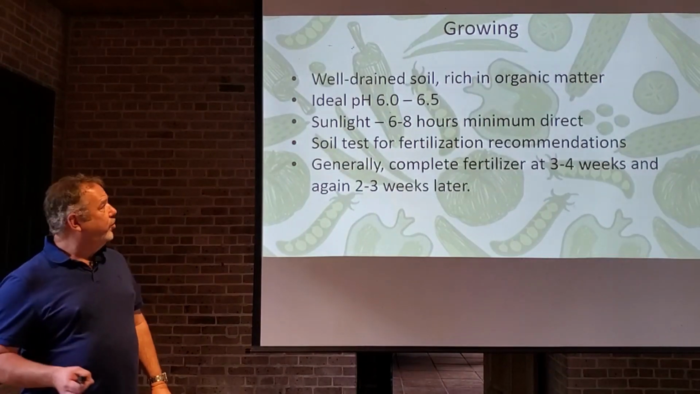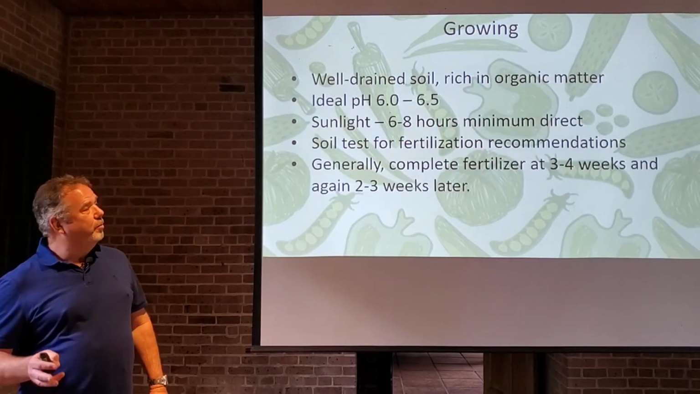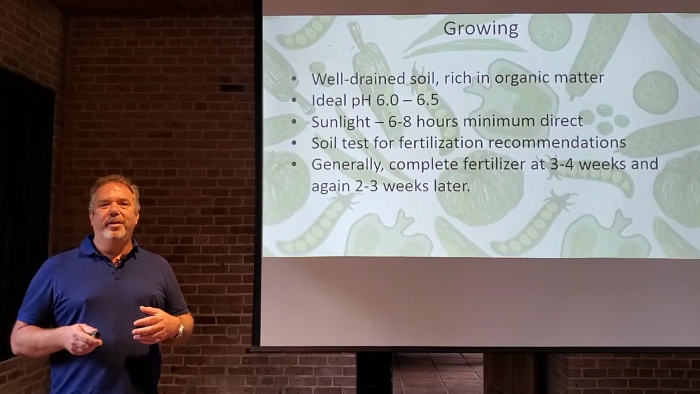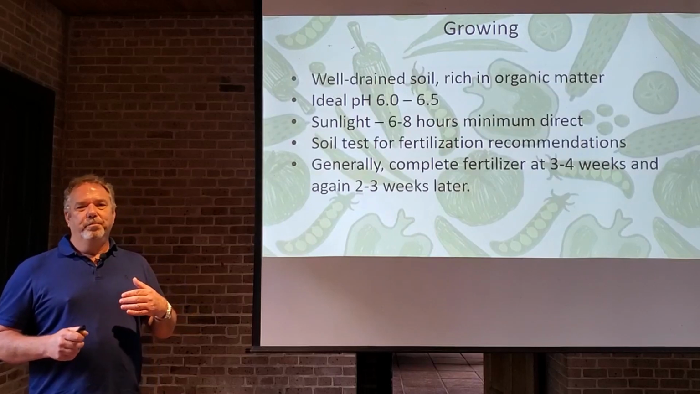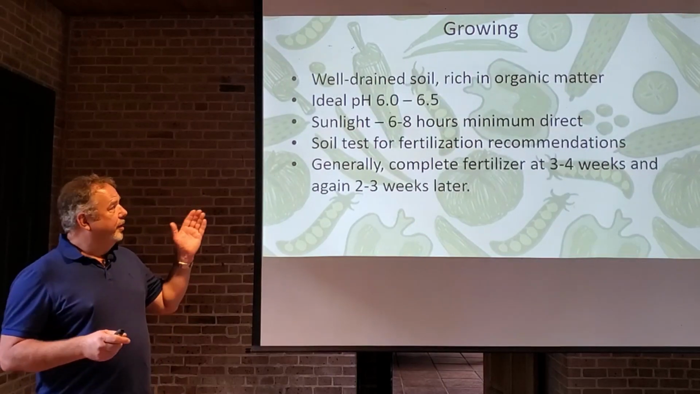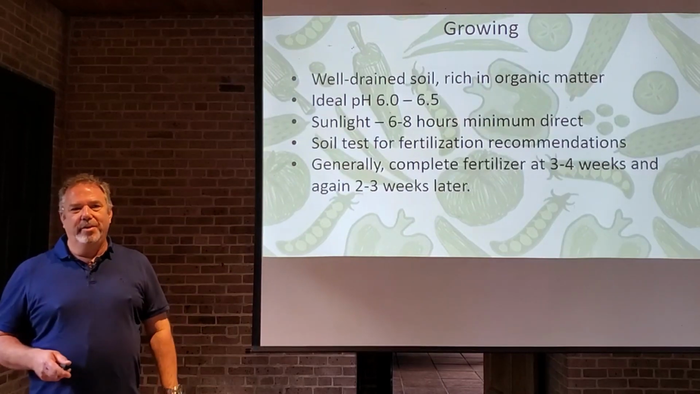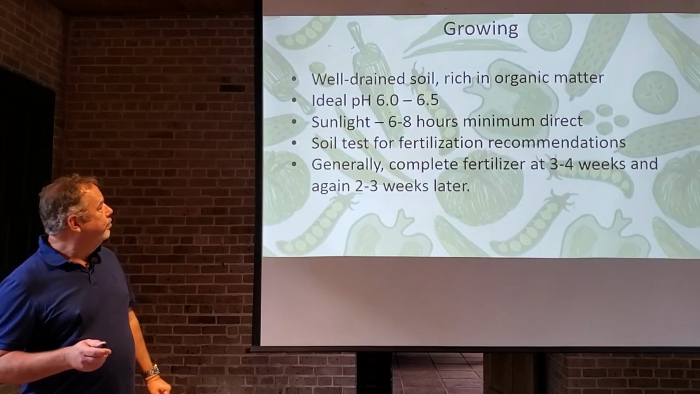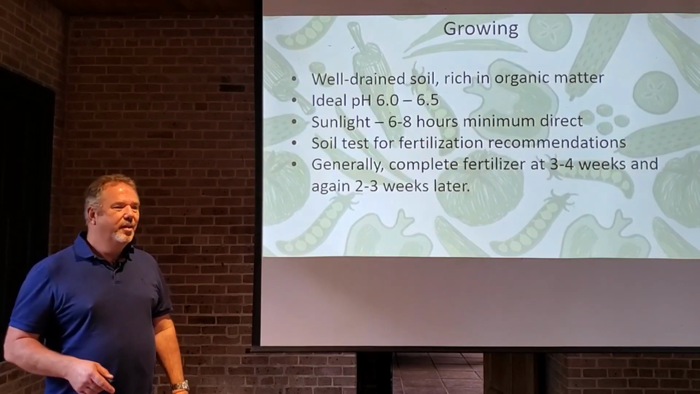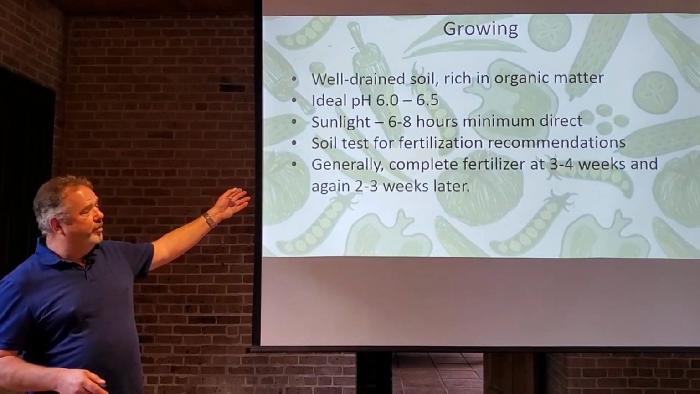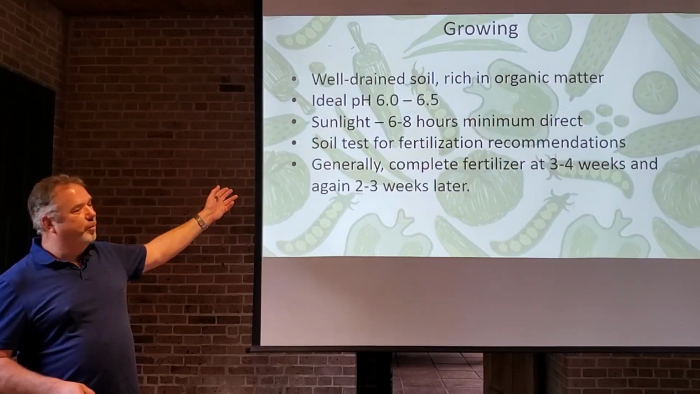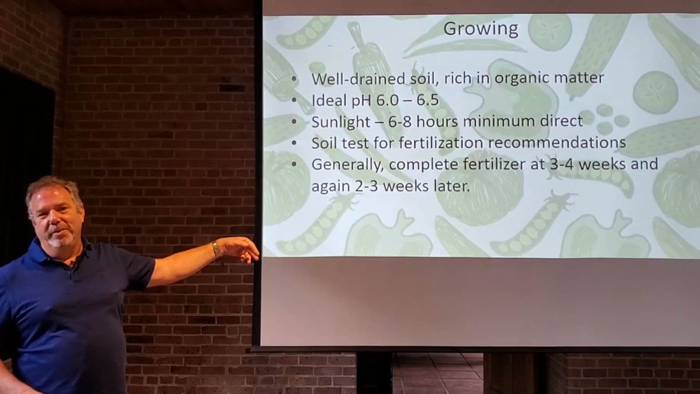They do like well-drained soil that is rich in organic matter. So this is all going back to that really nice porous soil, maybe nice hilled rows, but again, plenty of humus and compost in there. And the ideal pH is 6 to 6.5. And you want a soil test to get that pH to know what you're dealing with. And then you also want a soil test to get your fertilizer recommendations.